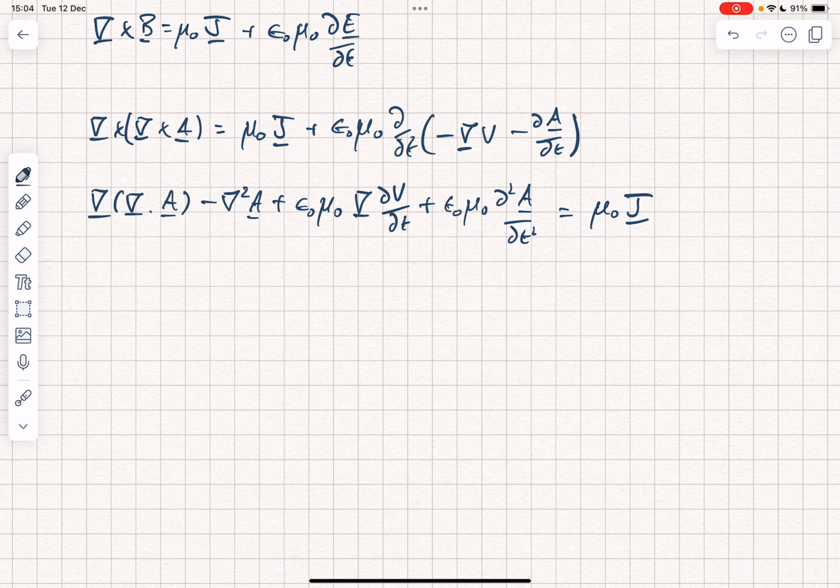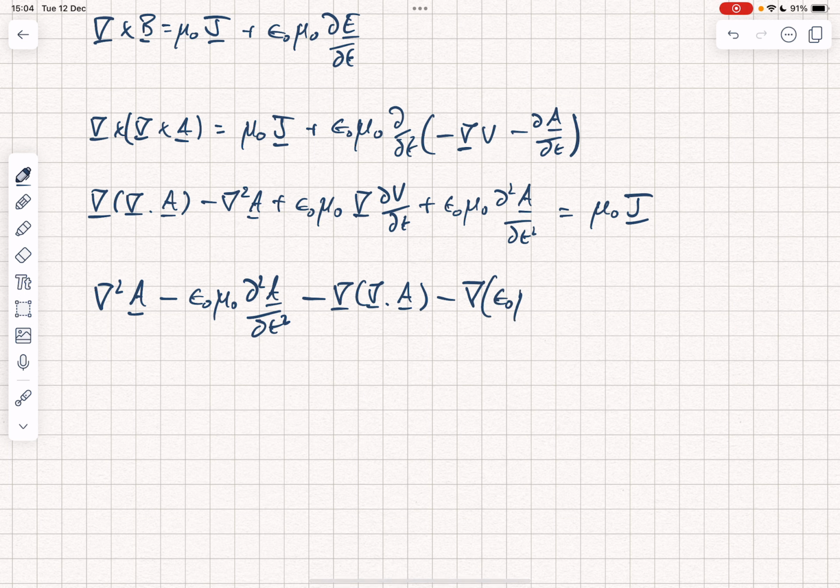Now I'm going to multiply through by minus 1, so that I've got a del squared, which is positive, just because that's easier. So we have del squared A minus epsilon naught mu naught d2A by dt squared. That's the wave equation part that we might be interested in. We're going to have minus grad of div of A minus grad of epsilon naught mu naught dV by dt. And if you remember back to the Lorenz condition, you can see why I've written it like that. And that's going to equal minus mu naught J. So that's the key equation for A.